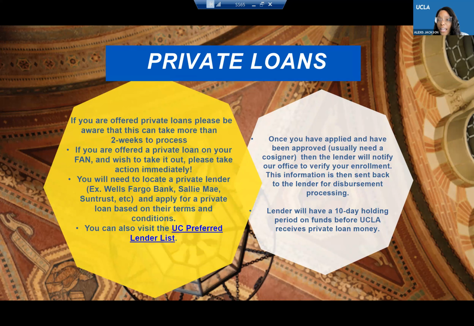Once you have applied and have been approved, usually you will need a cosigner. So keep that in mind when you're looking for private loans. The lender will then notify our office to verify your enrollment. This information is then sent back to the lender for disbursement processing. Lenders will have a 10-day holding period on the funds before UCLA can receive the private loan money. So that's why we ask that you take action immediately if you are looking to borrow any type of private loan funding.